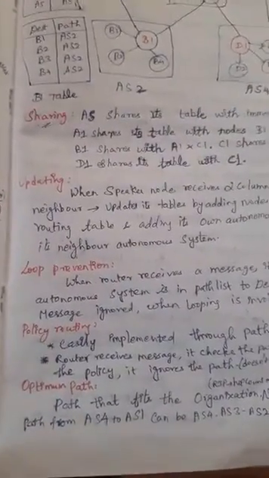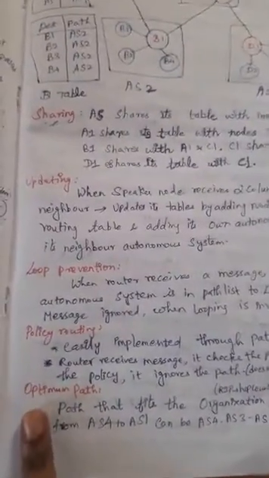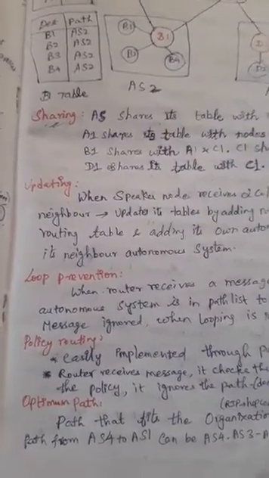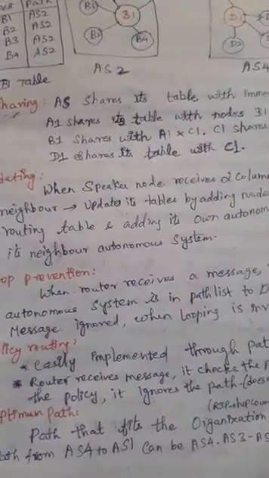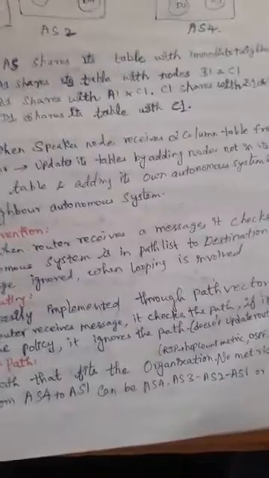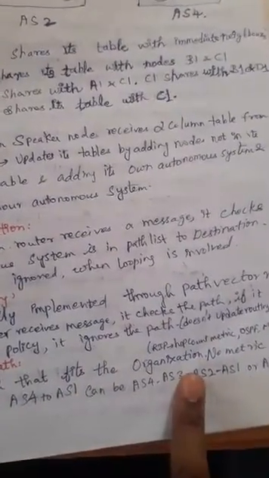Next is the optimum path. For example, the path that fits the organization. Here, no metric is used. For example, RIP, Routing Information Protocol, uses hop count as a metric, and OSPF uses minimum delay as a metric, but path vector routing doesn't use any metrics. It only checks the path that fits within the organization.